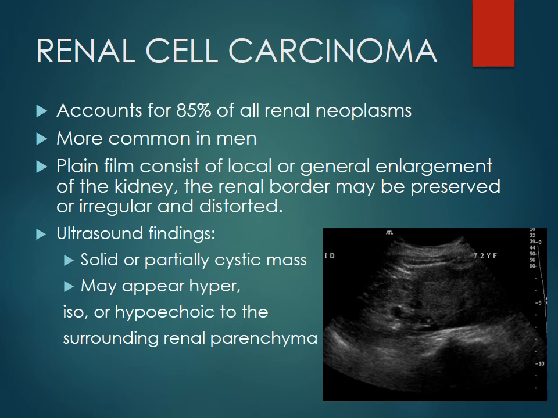By plain film, kidney with a renal cell carcinoma may appear enlarged with or without distortion of the renal border. On ultrasound, renal cell carcinoma may be a solid or partially cystic mass. It may appear hyper, iso, or hypoechoic to the surrounding renal parenchyma. The image on the right side, being pointed out by the red arrow, would be a heterogeneous, predominantly hypoechoic mass located at the inferior pole of the involved kidney.